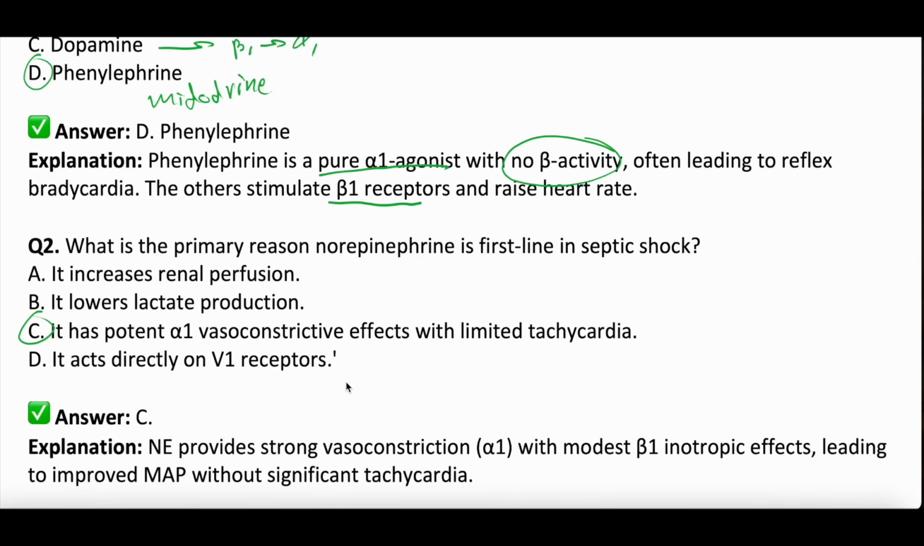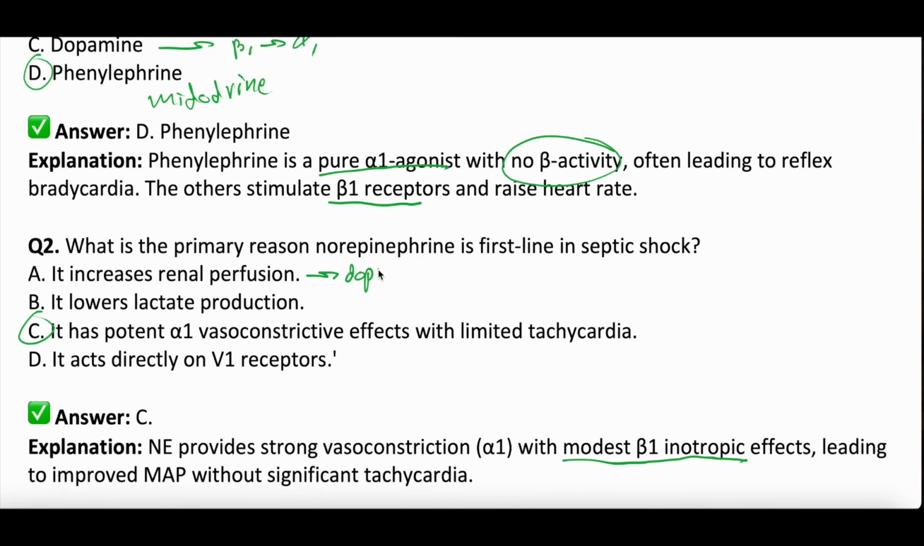So norepinephrine provides strong alpha-1 vasoconstriction effects and really only mild or modest beta-1 inotropic effects. This leads to improved MAP without significant tachycardia. And that can be important, right? Because patients in septic shock are tachycardic, so you don't want to drive that heart rate up even higher, at least most times.